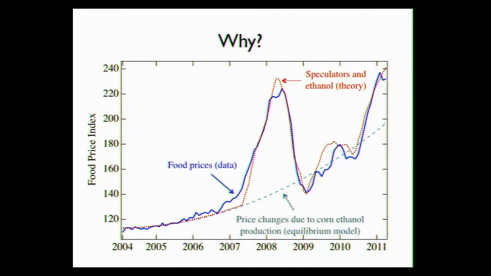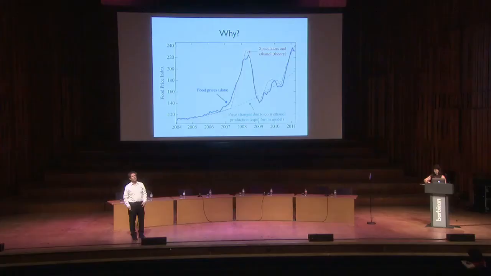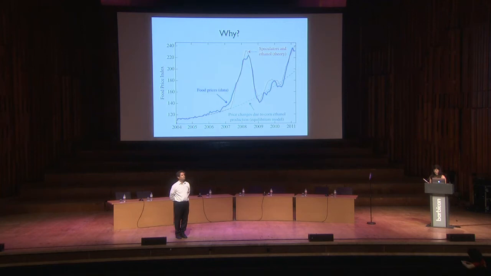And we analyzed all kinds of factors that people were talking about, like droughts or increasing meat consumption in China, exchange rates, energy prices, all kinds of things. But what we found was that there were only two factors that were really important. And once we just included those two factors, we could explain the price behavior directly. So the blue line is now the data, and the red is the theory, based upon just two factors.